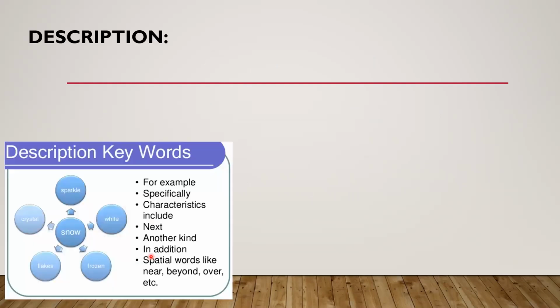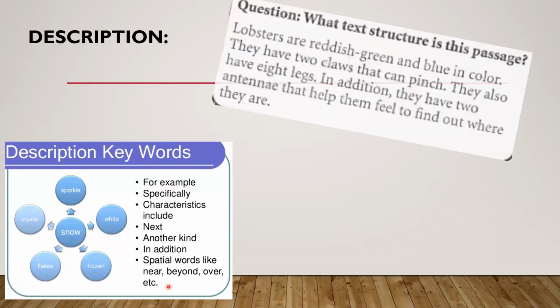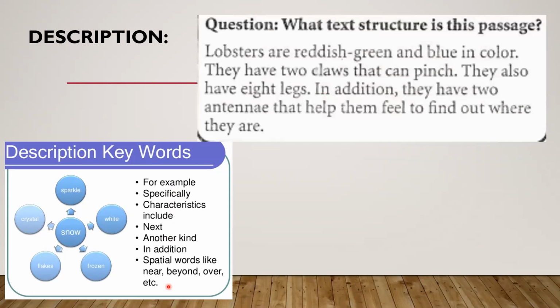So to move on, the first text structure that we're going to look at is description. Description, these are the key words. These are some words that you might look for or some things that you might see in the text. So here is the text that you will be working with. Lobsters are reddish green, blue in color. They have 2 claws that can pinch. They also have 8 legs. In addition, they have 2 antennas that help them feel to find out where they are.